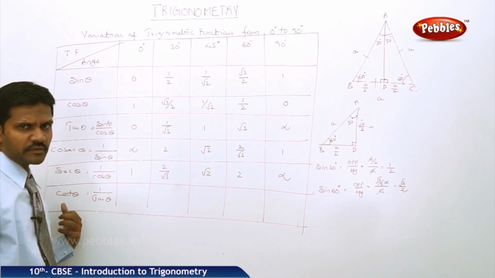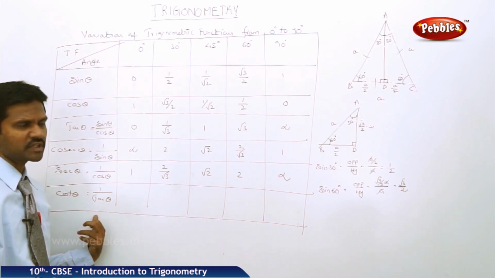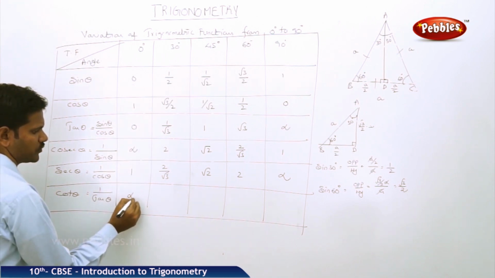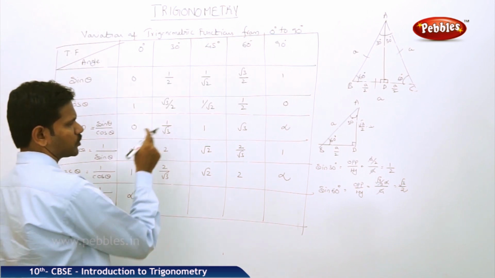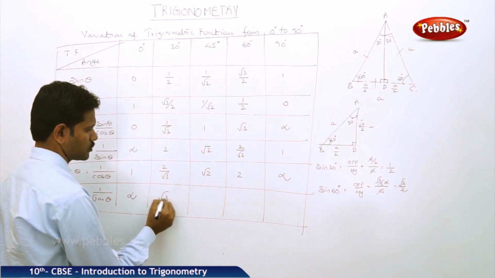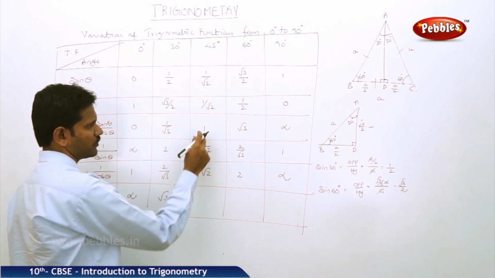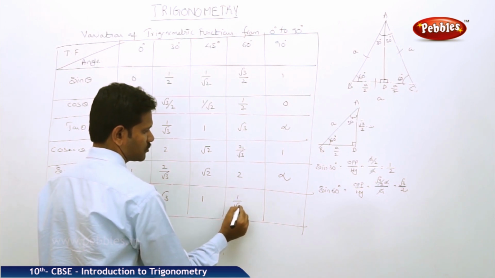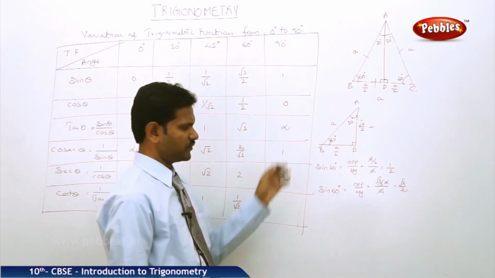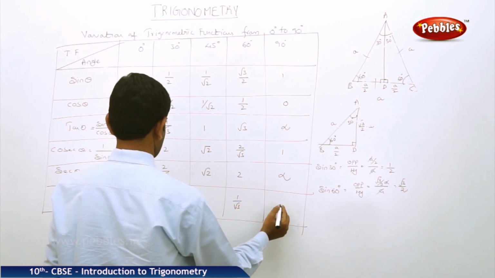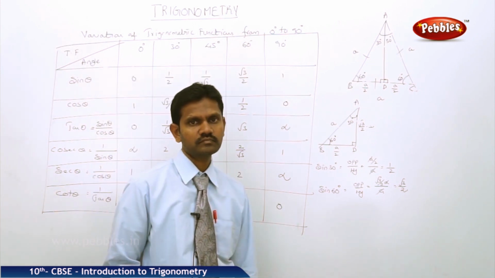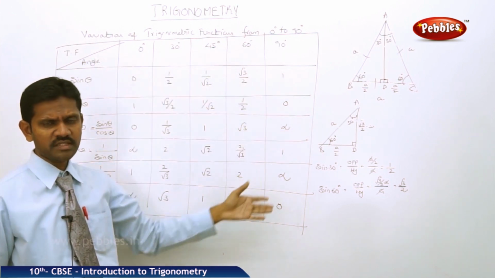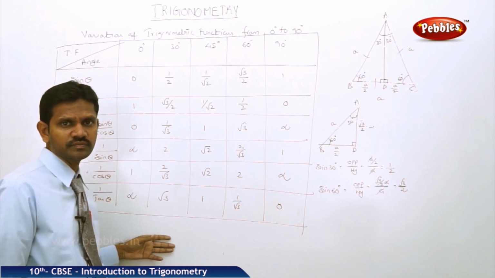To get the value of cot theta, you have to take the reciprocal of tan. Tan values are here. That is 1 by 0, infinity. Reciprocal of 1 by root 3 is root 3. Reciprocal of 1 is 1. Reciprocal of root 3 is 1 by root 3. Reciprocal of infinity is 0. Now from 0 to 90, I am ready with all 6 trigonometric function values.